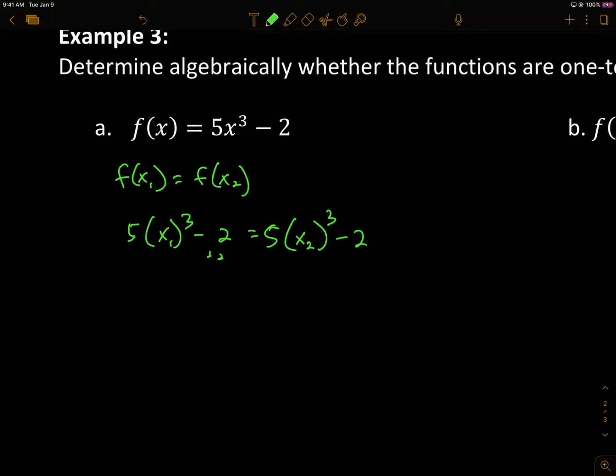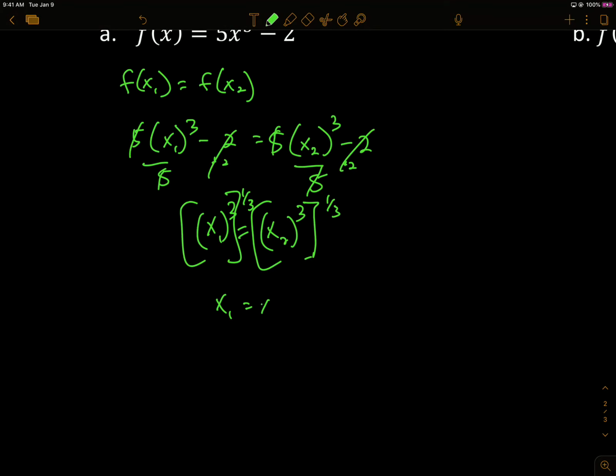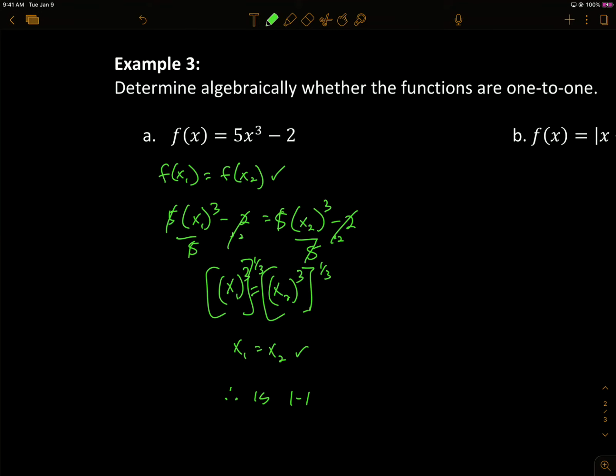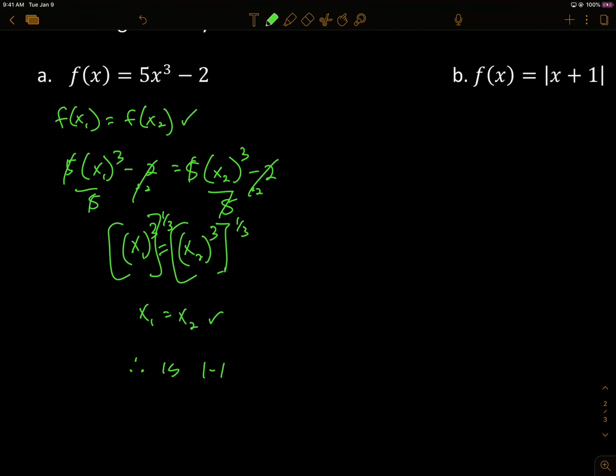Now I start simplifying or solving this equation down. If I add 2 to both sides, these cancel. Divide by 5 on both sides, these cancel. And I'm down to x sub 1 cubed equals x sub 2 cubed. Now to get rid of the cube, I can raise both sides to the 1/3 power, and you end up getting x sub 1 equals x sub 2. Since you showed that if the y's are equal, then the x's have to be equal, you could say the function is one-to-one. This is a weird one. It's like, what did I just prove? It seems almost obvious, but this is how you prove it algebraically, okay?